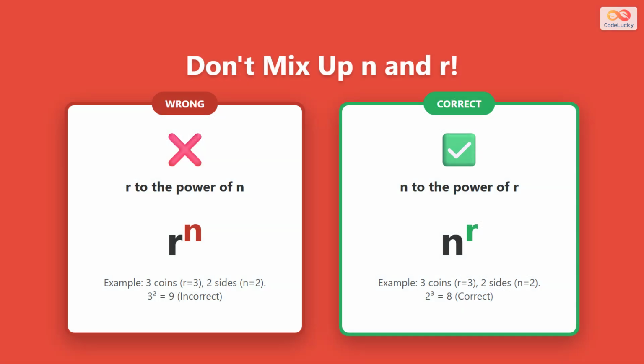A very common mistake is mixing up the base and the exponent. Remember, it is the number of options raised to the power of the slots. So for our coin flip, it is 2 to the power of 3, not 3 to the power of 2. Always ask, which number represents the choices available each time?